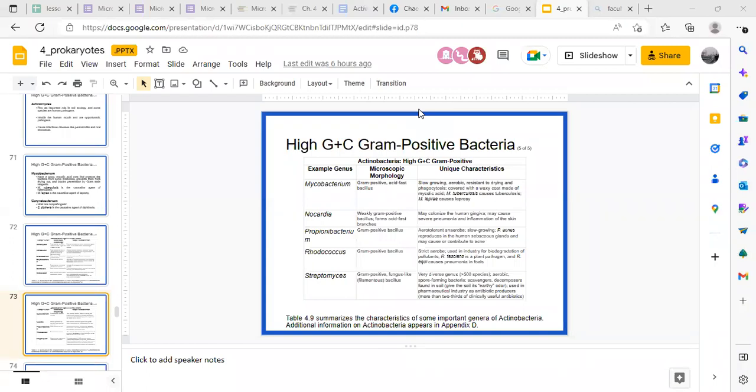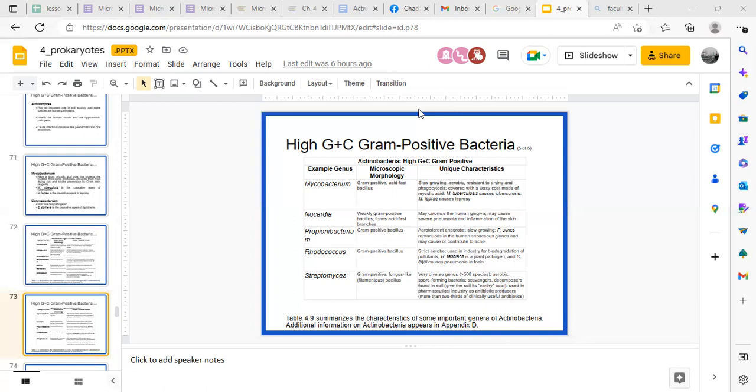Okay, another, under the class Actinobacteria, you have Rhodococcus. So this is a strict aerobe, and it is used in industry for the degradation of pollutants. Okay, so they may cause pneumonia in some animals and is also a plant pathogen.